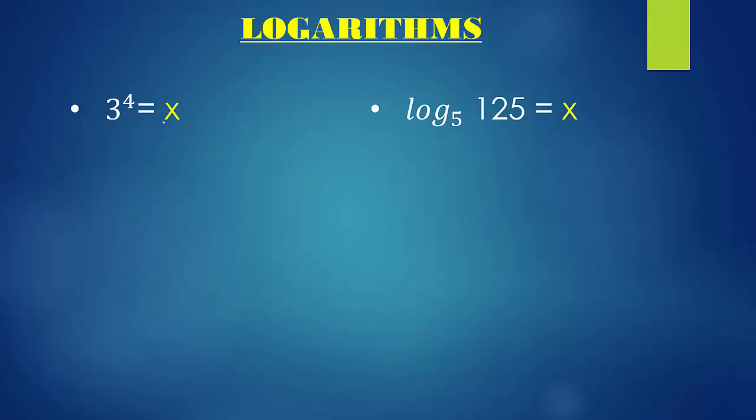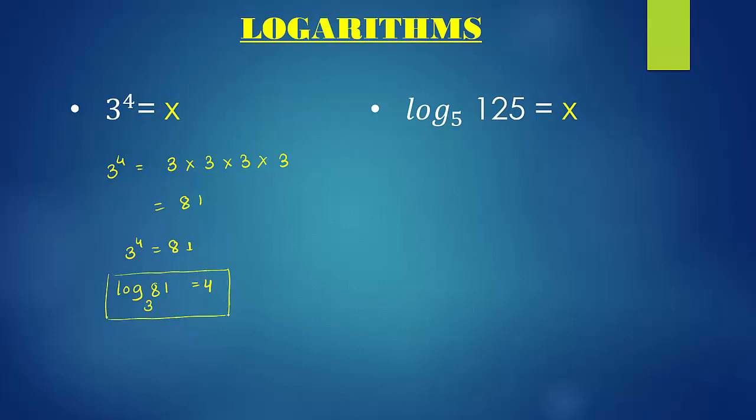Now we can see the example. 3 raised to 4 equal to x. What is the value of x? So in logarithm, what we can do here, 3 raised to 4 means we multiply the base number with itself 4 times. So that gives the value 81. So we can write 3 raised to 4 equal to 81. So using logarithms, how to write this equation? Log of 81 to the base 3 is equal to 4. This is the logarithmic form, that is log 81 to the base 3 equal to 4.